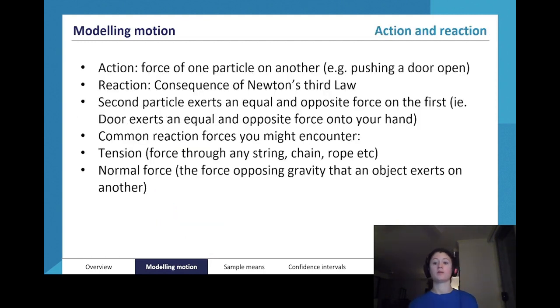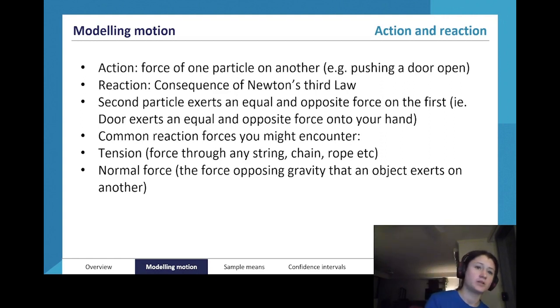So let's have a look at actions and reactions. The action is the force of one particle on another, such as pushing a door open. And a reaction is a consequence of Newton's third law. This is where the second particle exerts an equal and opposite force on the first, i.e. the door exerts an equal and opposite force on your hand. And this is what you feel pushing back against you.